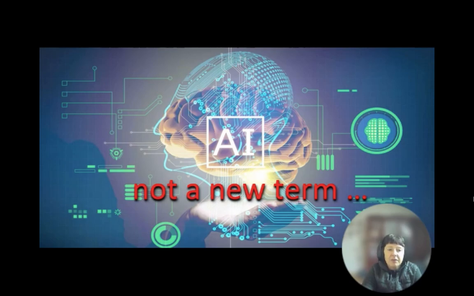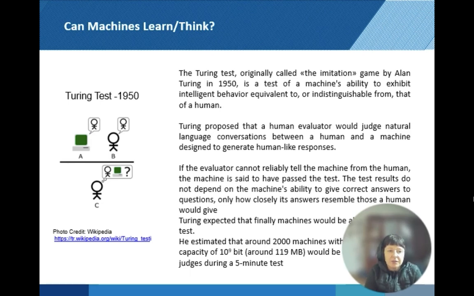But if we have a look at the first attempts at artificial intelligence back in the 1950s, it's a very, very short time, not very long ago in comparison with the whole history. But in comparison with the development of computer science, it's definitely an old term. So already in the 1950s, Alan Turing proposed a test called initially the imitation game. This is a test of a machine's ability to exhibit intelligent behavior equivalent to, or at least indistinguishable from, that of a human. Turing proposed that a human evaluator would judge language conversations between a human and a machine designed to generate human-like responses.